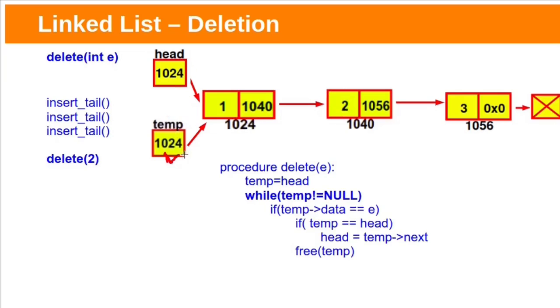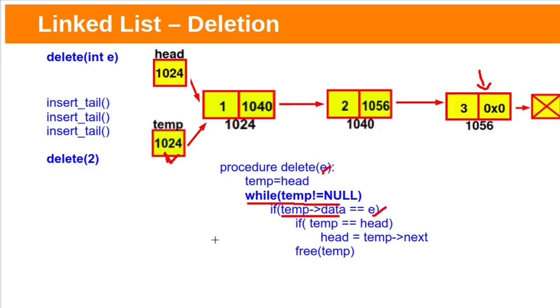This temp should be moved in the forward direction until it finds the node with data field value same as E. If the element is not found in the list, in that case temp may move up to the last node, but it should not be null. So we are adding this while temp not equal to null. How can we check whether the element is found or not? If temp data value equals this E, it means the element is found.